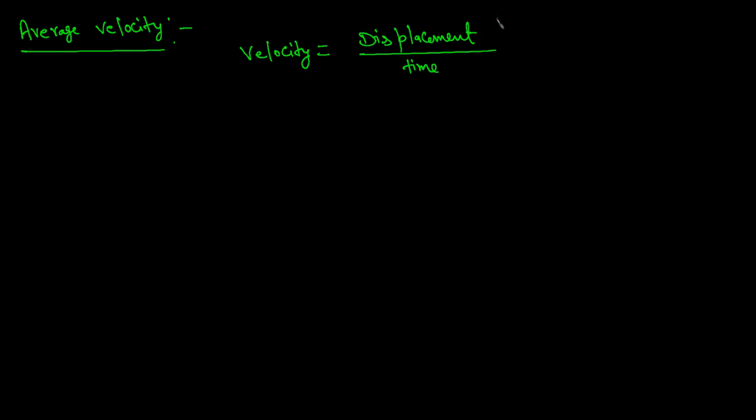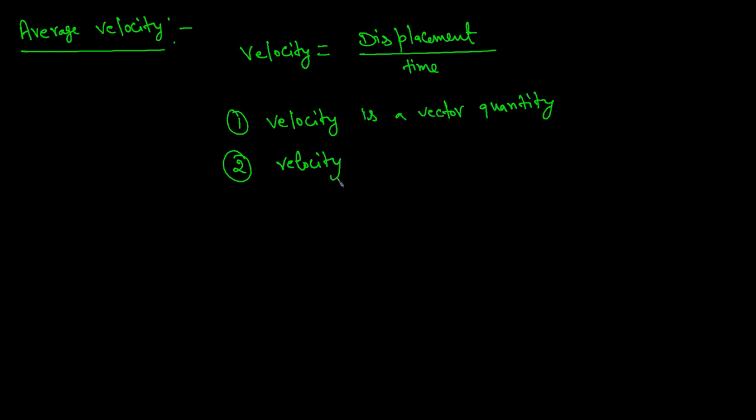Remember, displacement is a vector quantity. So first thing is, velocity is a vector quantity. There is a direction, direction will be involved. As you remember, displacement can be positive, negative, or zero. So does the velocity. So velocity of a body may be positive, negative, or zero.